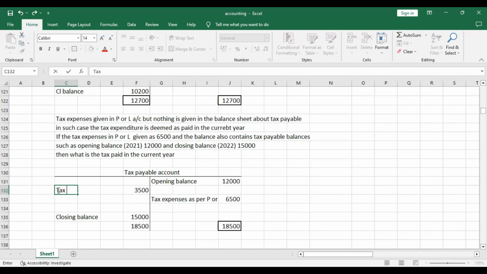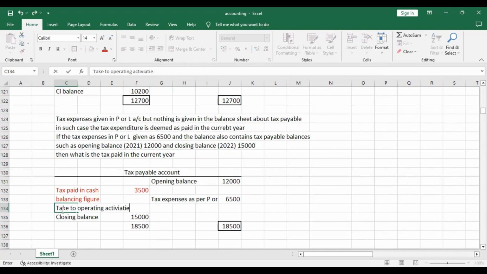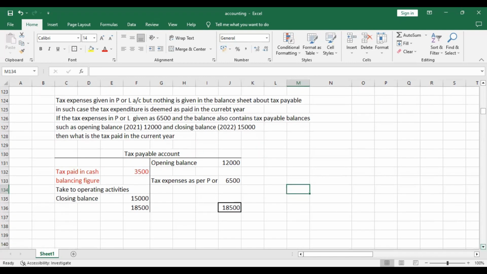Tax paid in cash, this is the balancing figure. This goes again to the cash from operations to calculate net cash flow from operating activities. So the balance figure you take to operating activities. Okay, so we have identified how to calculate the interest paid and how to calculate the tax paid.